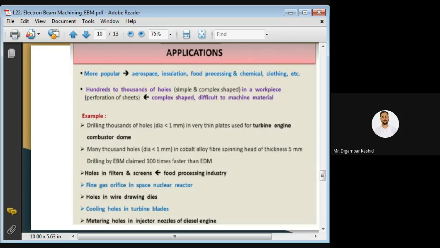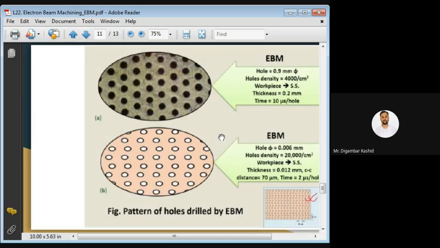For example, the drilling of thousands of holes with diameter less than 1 mm in a thin plate, which is used for the turbine engine combustor dome. So there we can use this. I can show here. You can see here.